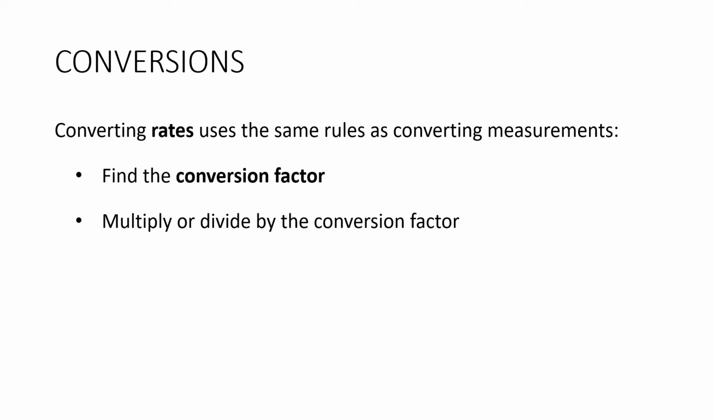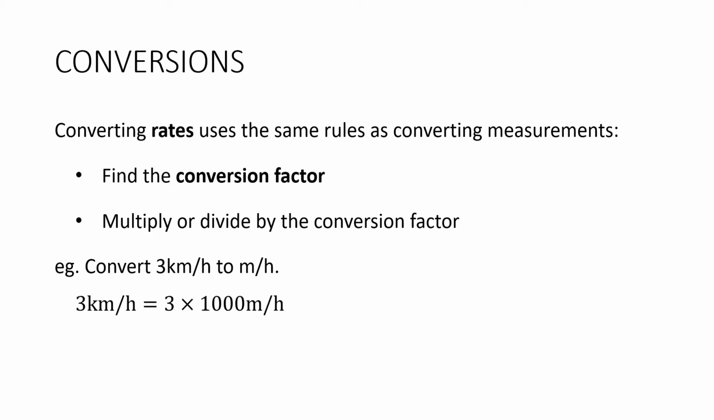Now when you're converting rates, we use the same rules for when we're converting measurements. That being, we find the conversion factor, and then we either multiply or divide by that conversion factor. Here's an example. Suppose we want to convert 3 kilometres per hour to metres per hour. We need to convert kilometres into metres, and that's going to mean multiplying by 1,000. So 3 kilometres per hour is the same as 3 times 1,000 metres per hour, which is 3,000 metres per hour.